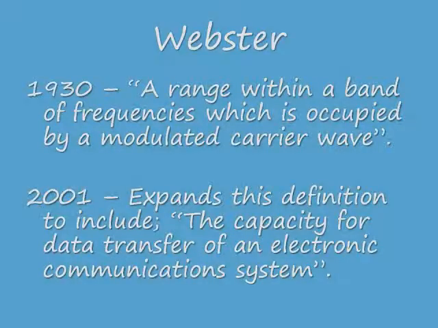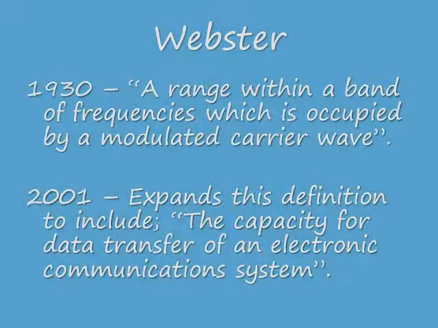Part of the confusion results from the fact that the meaning of the word bandwidth has expanded in recent years. Webster dates the origin of the word back to 1930 when it meant a range within a band of wavelengths, frequencies, or energies, especially a range of radio frequencies, which is occupied by a modulated carrier wave, which is assigned to a service or over which a device can operate. This definition relating to the electromagnetic wave and radio communications signal stood in Webster's dictionary as late as 2001, but today it has additional meaning, specifically the capacity for data transfer of an electronic communication system.